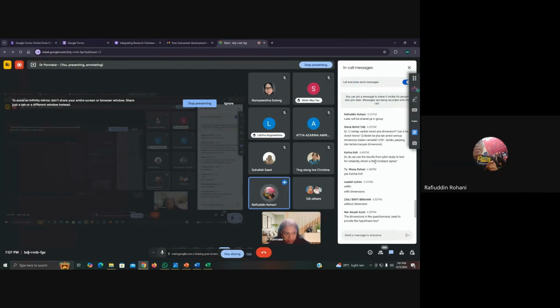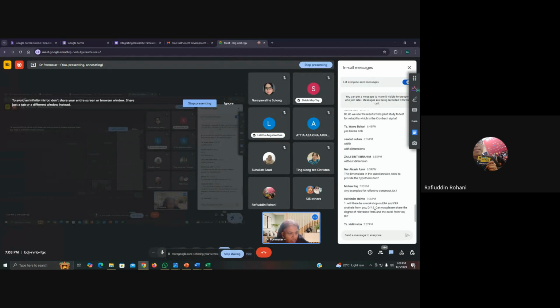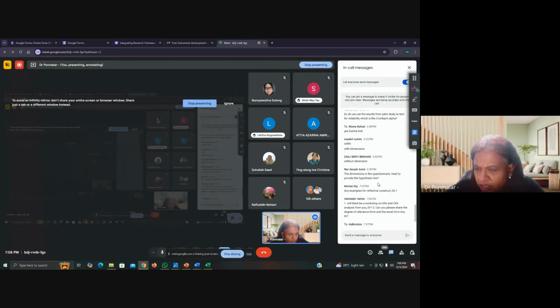Okay, next one from Nur Aisha Azmi. The dimension in the questionnaire, do we need to provide the hypothesis? So it depends, Aisha, it depends. You can do dimension to dimension, you can do dimension to construct, or even though there is a dimension, you still only look at construct to construct. Like for me, even though I have dimensions, I never do dimension to dimension in my hypothesis. I still do construct to construct.